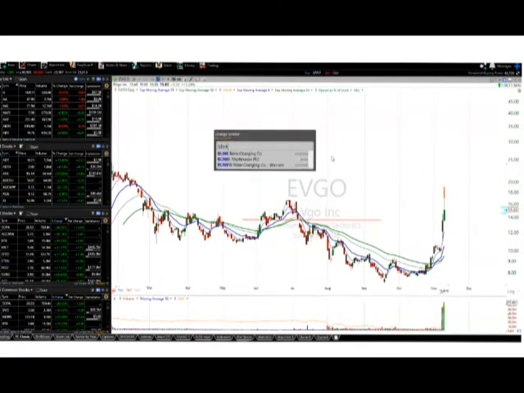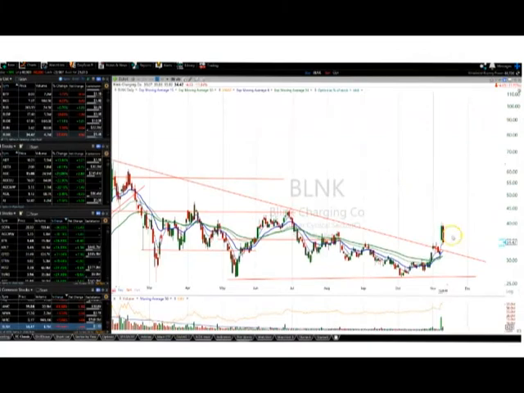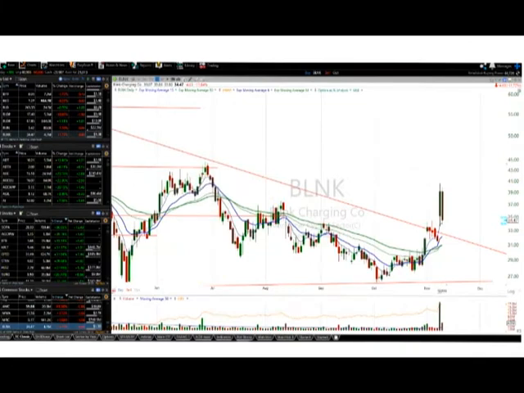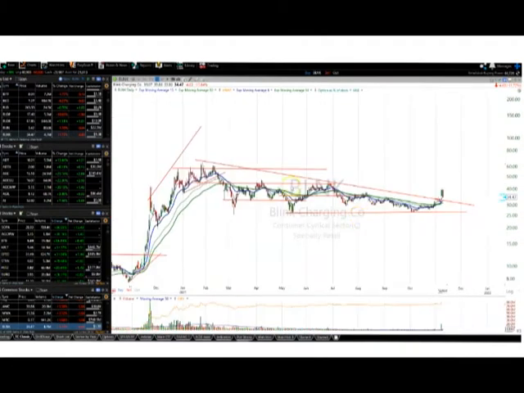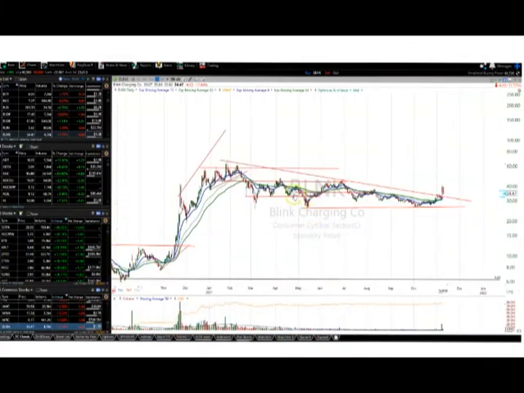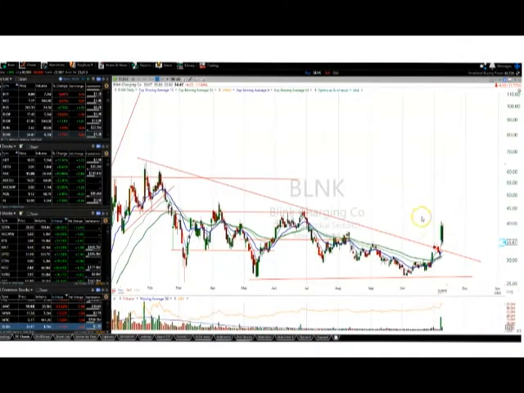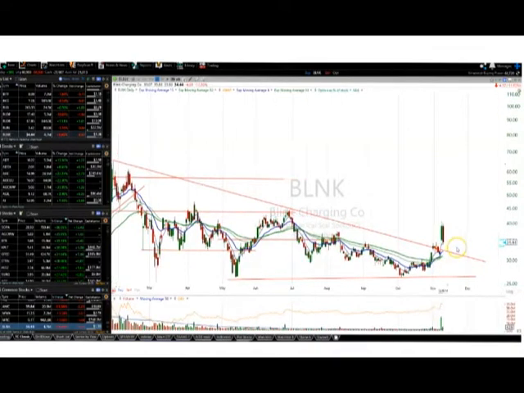We just put this on yesterday, BLNK. We're in this at 35, and we have a stop under 30. BLNK was in this descending wedge pattern, with a big declining tops line. It popped up to it, pulled back, and held the support on the 50-day moving average, and we see that the 20-day moving average is crossing through the 50.